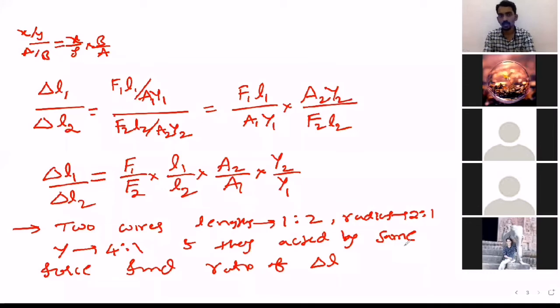Just try to understand. Two wires are there. Their lengths are different, ratio given. Radius is different, which means area is also different. So radius ratio given means the area ratio also you can find. Young's modulus ratio is given and force is also the same. So Yash1 sent me the answer 1:16. Okay, let me check it.